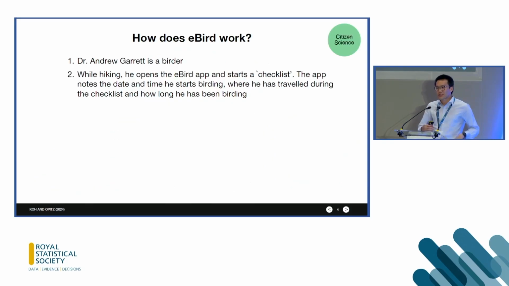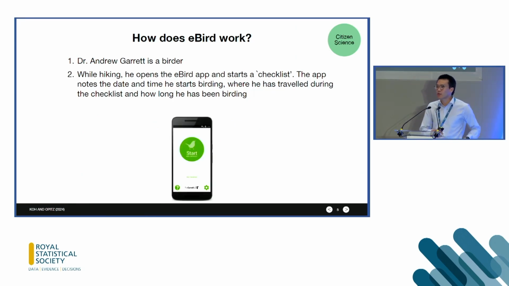Right, so maybe let's start out with what citizen science is. I'll use our beloved RSS president here as an example, but let's assume that Dr. Andrew Garrett is a birder. A birder is someone who knows a lot about birds, and is able to distinguish between different birds. Let's also assume he likes hiking. He goes hiking, he opens up the eBird app. It's an app, just like on your smartphone. It looks a bit like that. And then you can tap and just start a checklist. The app notes the date and time when he starts birding, where he's traveled during the checklist, and how long he has been birding as well.